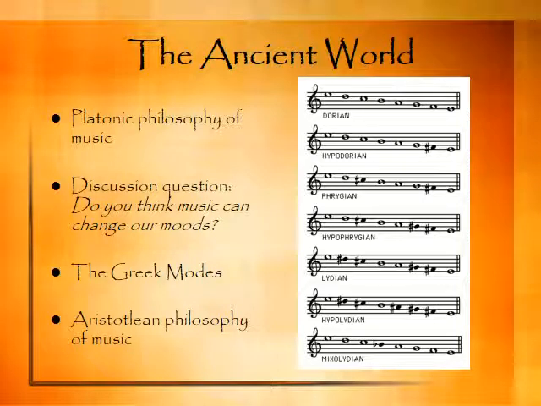Moving on to the Greek modes, that's actually what our graphic is about on this slide. These are some of the different modes, Dorian, Hypodorian, Phrygian, etc. And if you're feeling like getting real down and dirty, make sure you play these on the piano, because it's very interesting to hear them. They definitely sound different than our modern major and minor scales.